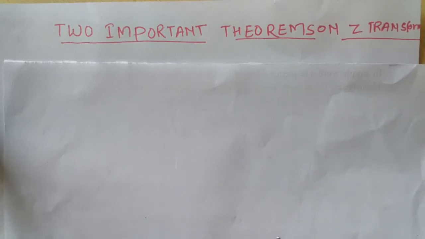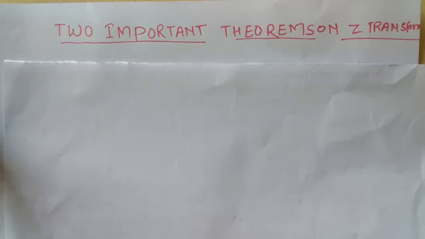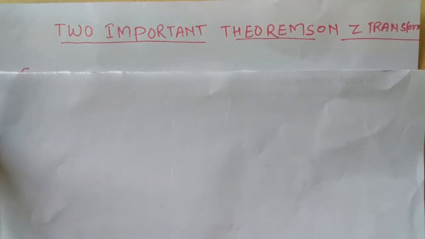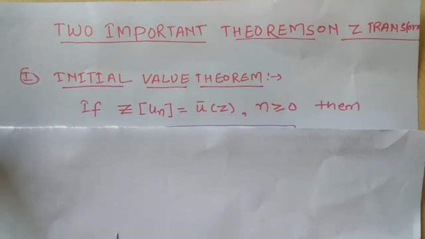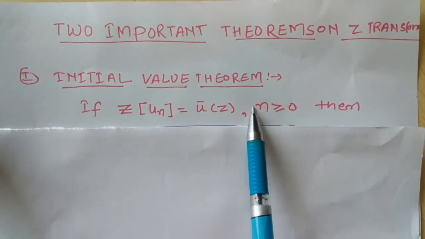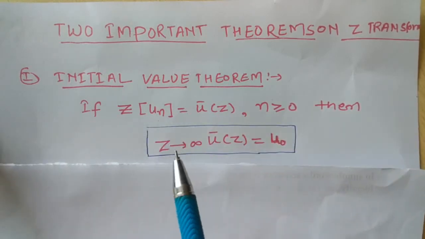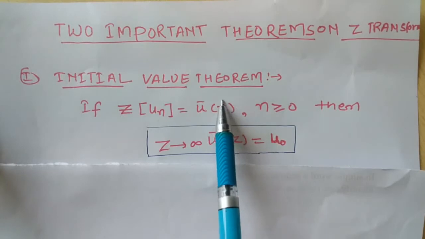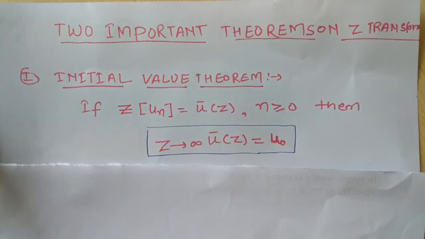In this video, I am going to discuss two important theorems on Z transform, which are known as initial value theorem and final value theorem. So first we take initial value theorem, which states that if Z transform of a sequence un is u bar z for n greater than or equal to 0, then limit z tending to infinity of u bar z gives u0, that is the initial value of the sequence un.